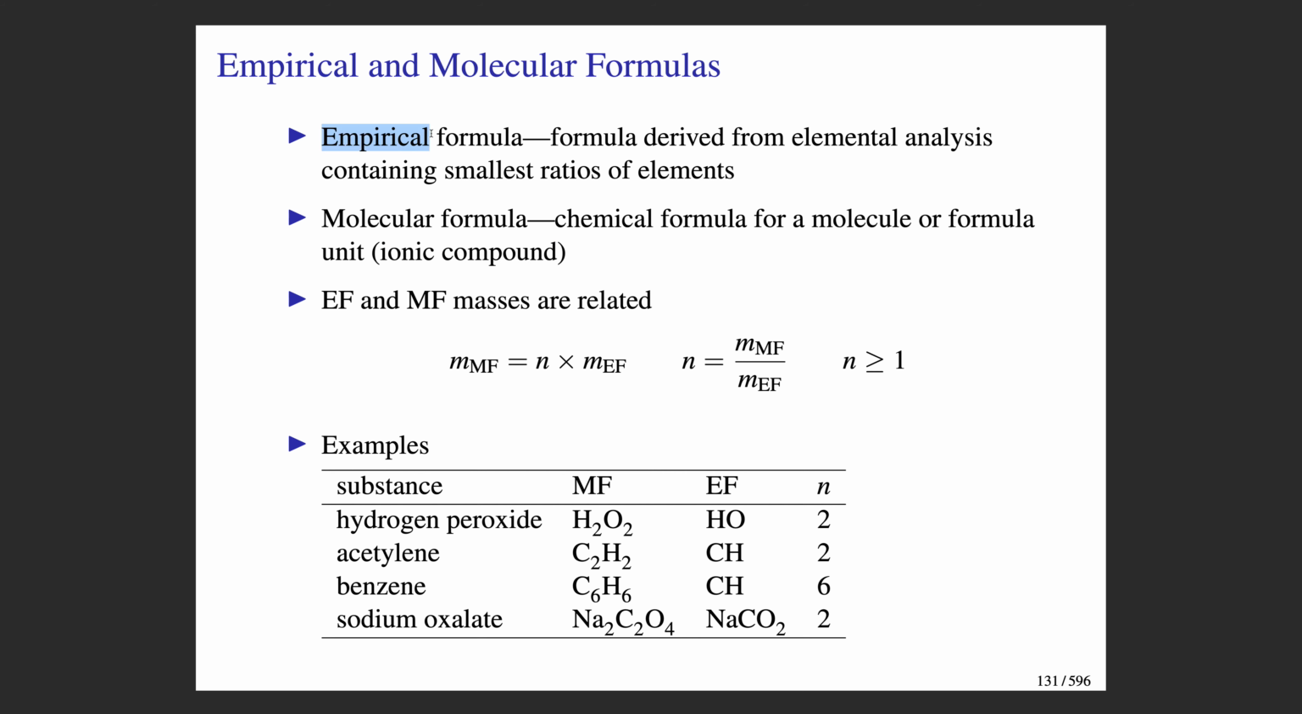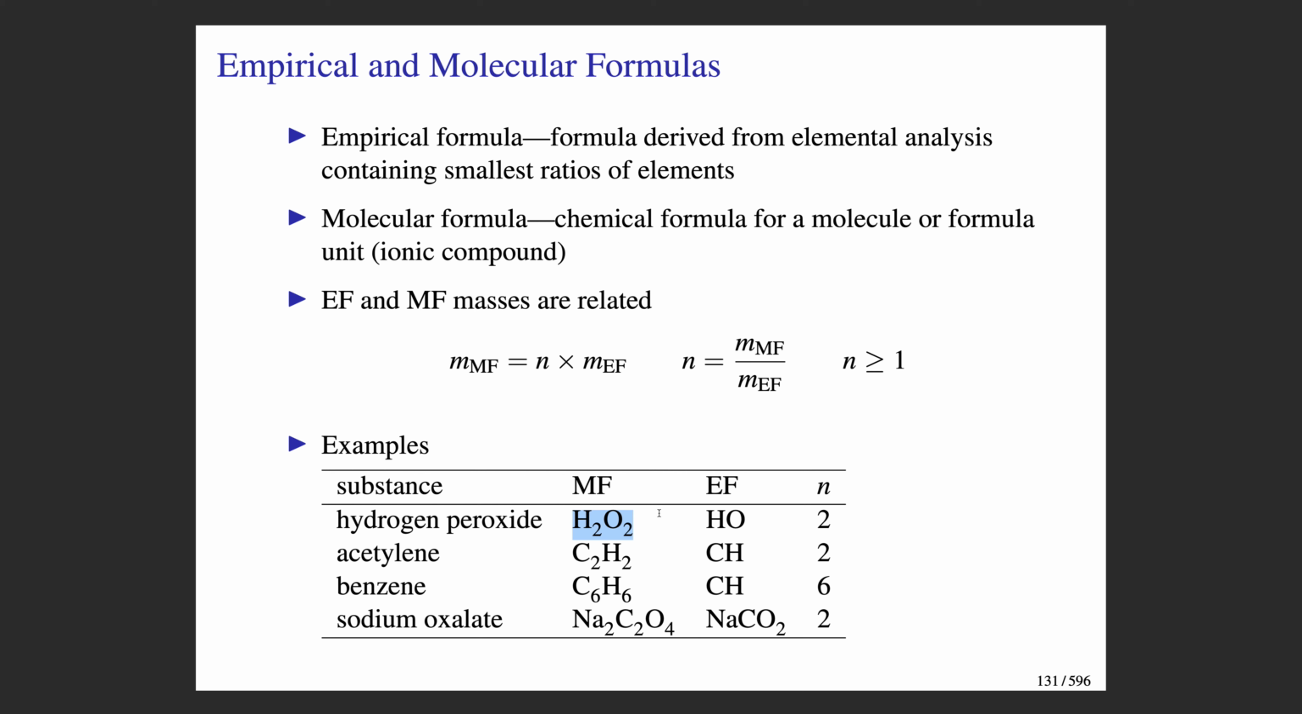The term empirical, if you haven't heard it before, means derived from experiment. So you perform an elemental analysis experiment, and you use the percent composition you get from it to derive the empirical formula. Here are some examples illustrating the difference between the molecular formula of a compound and the empirical formula. Hydrogen peroxide is a molecule. Each molecule contains 2 hydrogens and 2 oxygens, so the molecular formula is H2O2.